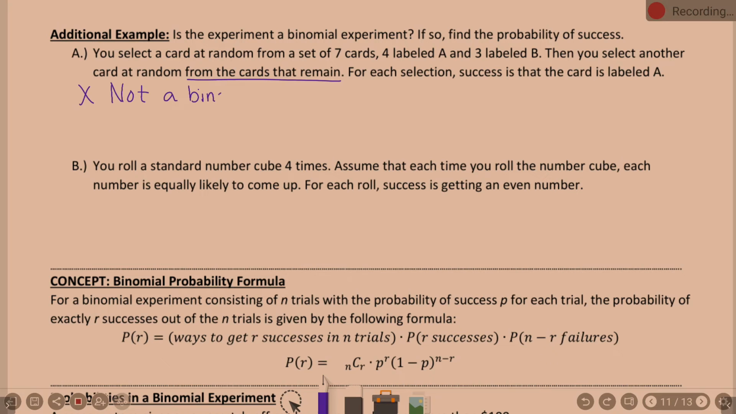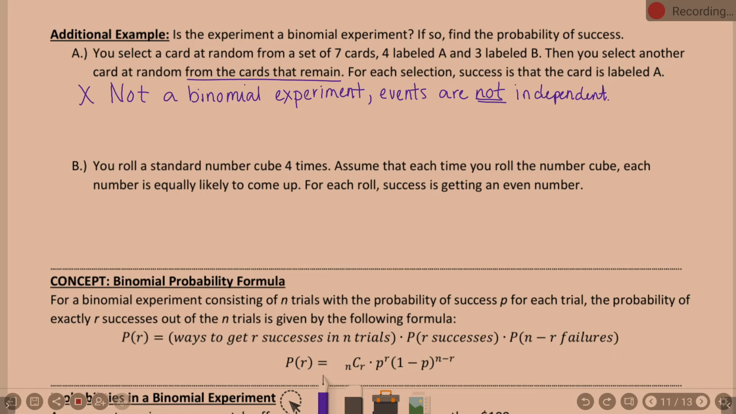Okay. So I agree. This is not a binomial experiment. So you're getting better at this, right? We didn't have to go through all the pieces. You could kind of scan and know exactly where we're going. Not a binomial experiment, and I'm going to say events are not independent. Okay?